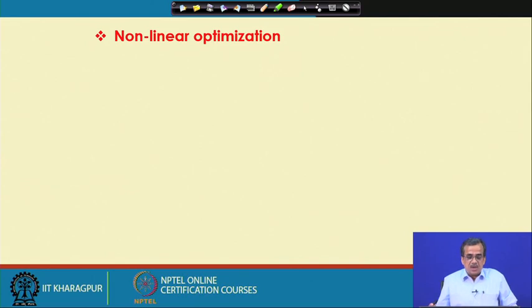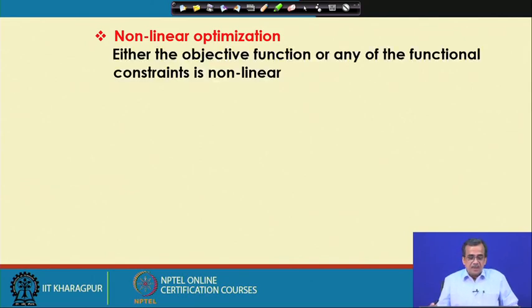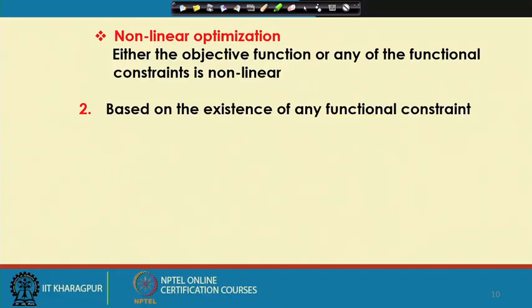Now, the next is the nonlinear optimization problem. For this nonlinear optimization problem, either the objective function or any one of the functional constraints or both will be nonlinear functions of the design variables. Then it is called the nonlinear optimization problem.